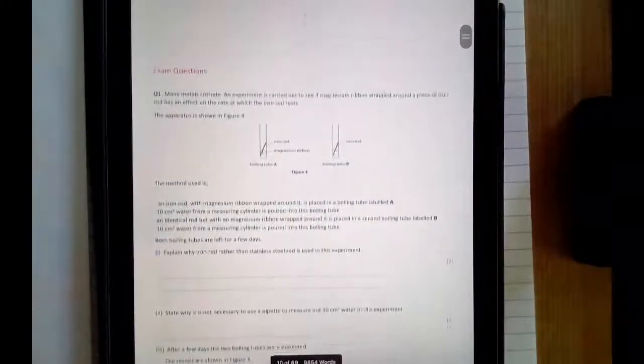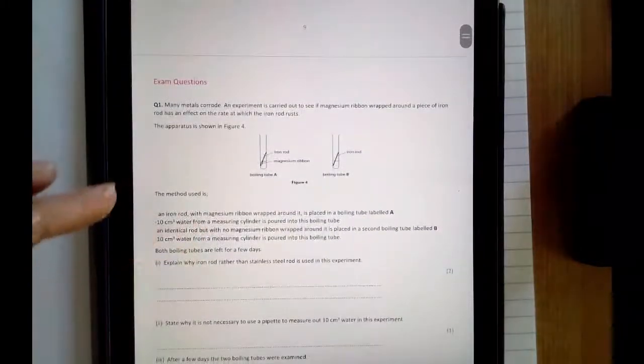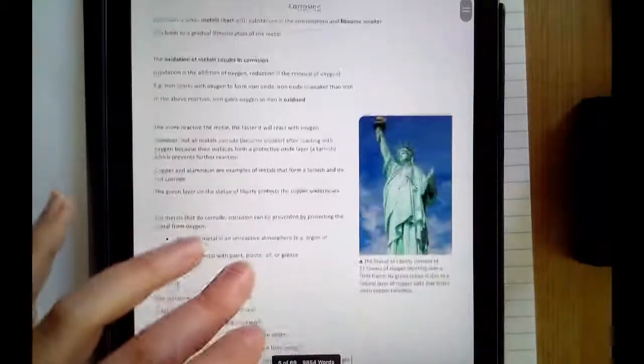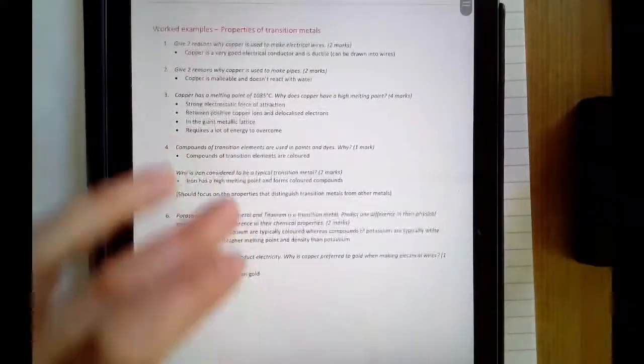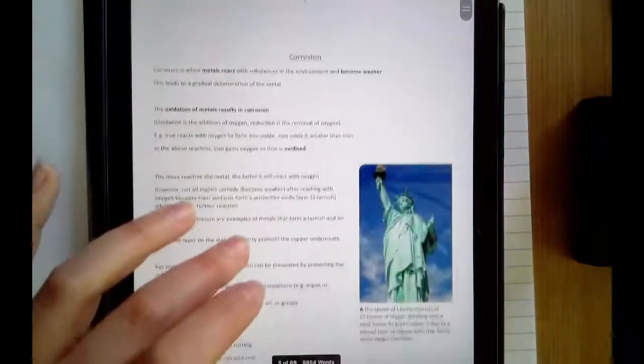questions instead. So when you're going through the content, just read through it, maybe make yourself some notes, try and learn off the content, and then when you're familiar with it, you can move on to the exam questions, and the mark schemes are at the back. But that is all you need to know about the properties of transition metals, and just familiarize yourself with these kind of typical exam questions.